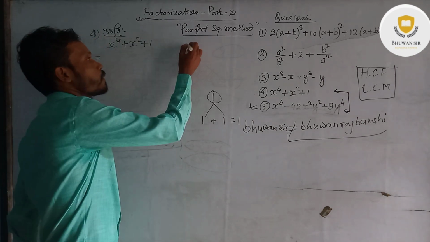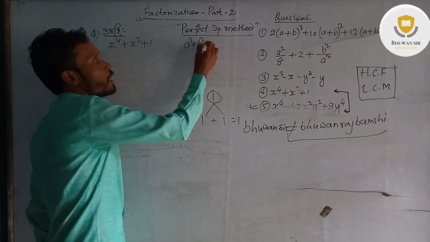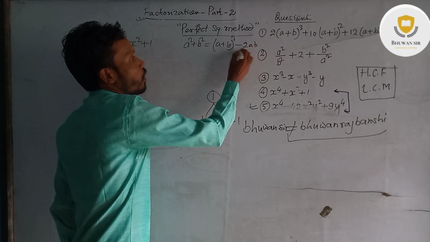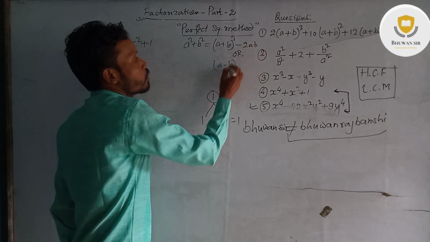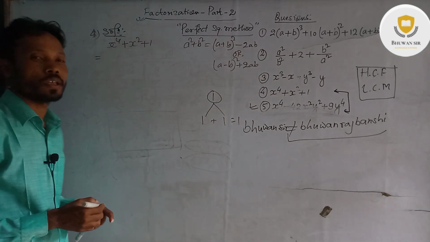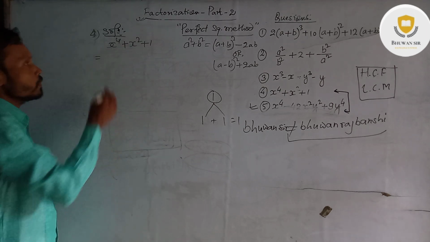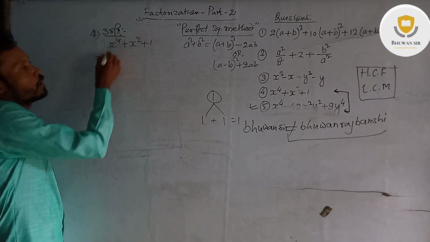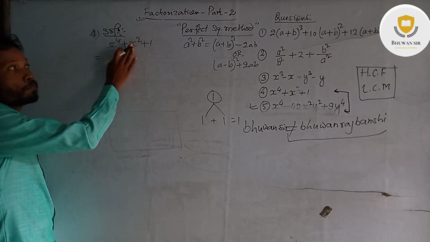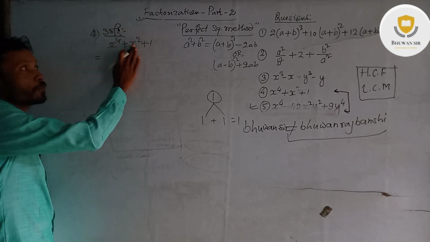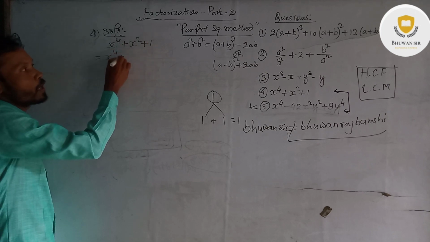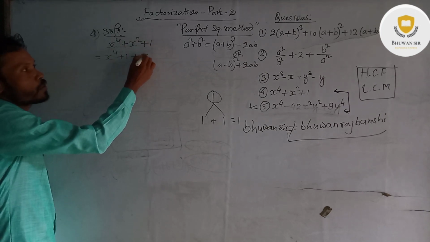If we are unable to find a middle term, then think we have to use a formula. Which formula? This formula. A square plus b square equals a plus b whole square minus 2ab, or a minus b whole square plus 2ab. Out of these two formulas, one can be used in the question. Okay, let's go here. Now first of all we have to arrange. How to arrange is very easy. Keep the square term at last. Then x to the power 4 plus 1, x square at last, plus x square.